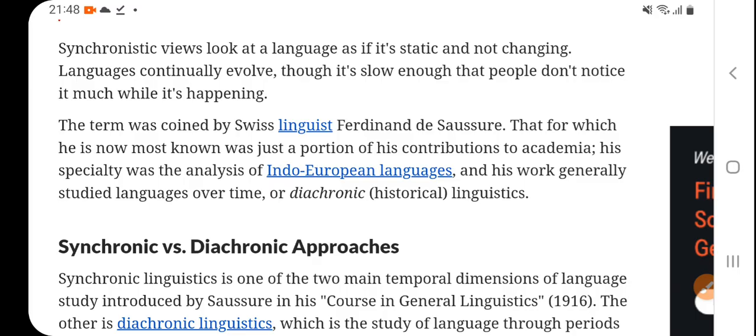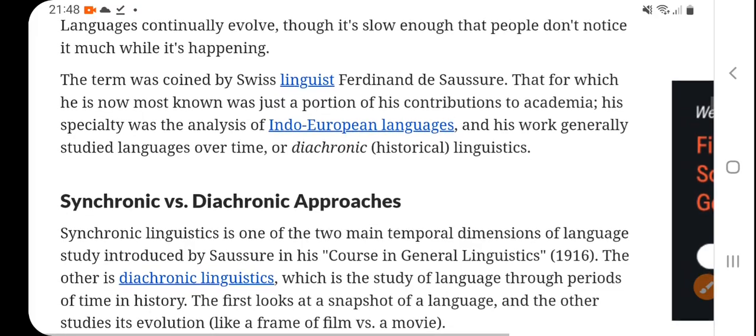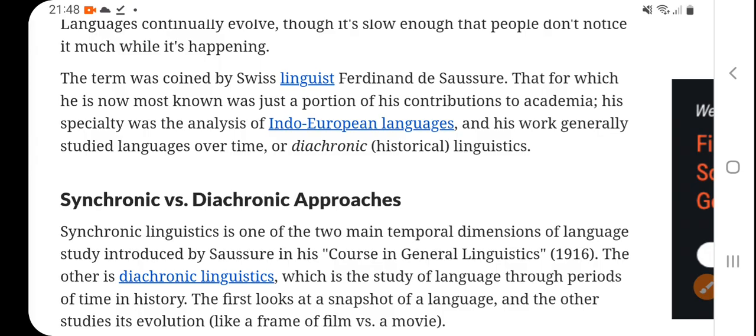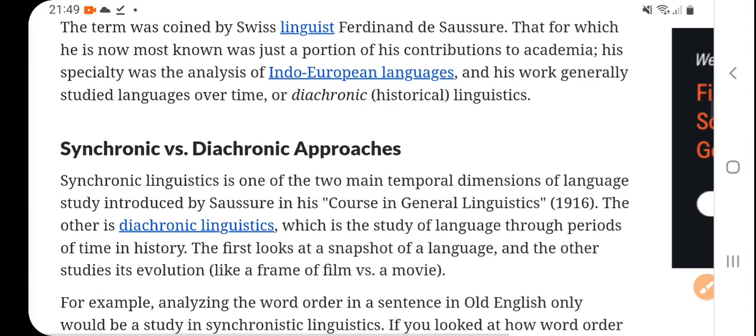synchronic study. Language continually evolves, though it is slow enough that people don't notice much while it is happening. But language changes. It's a very slow process, but language changes. So what changes occur, that's the study of diachronic linguistics, right? The term was coined by Swiss linguist Ferdinand de Saussure, that for which he is now most known was just a portion of his contributions to academia.